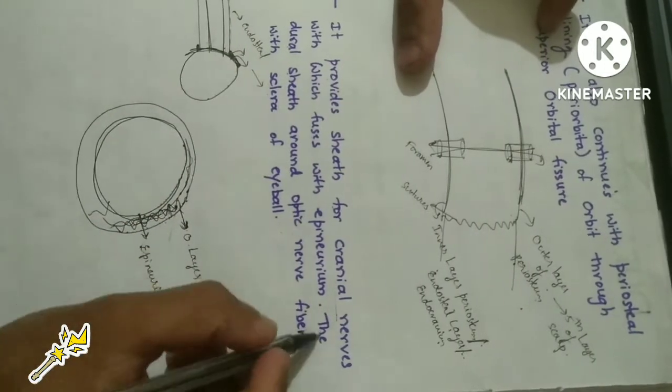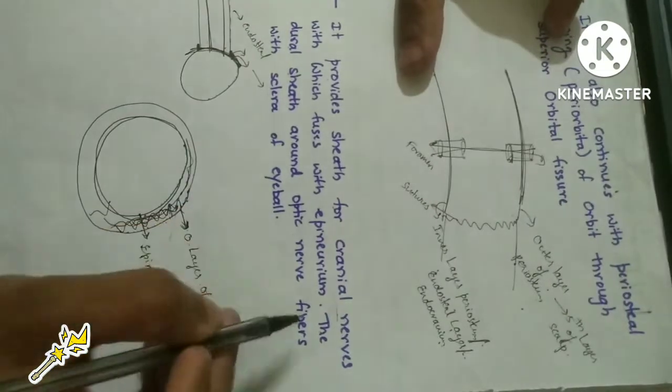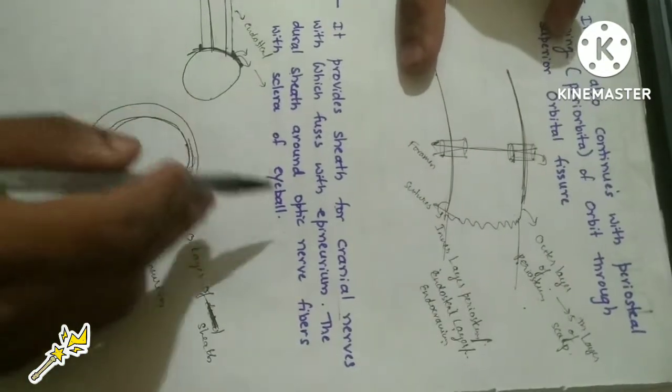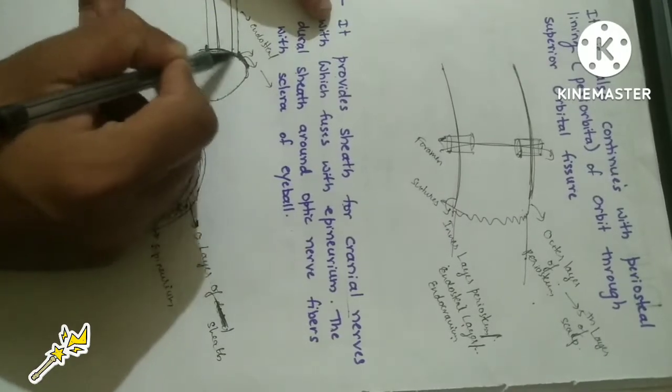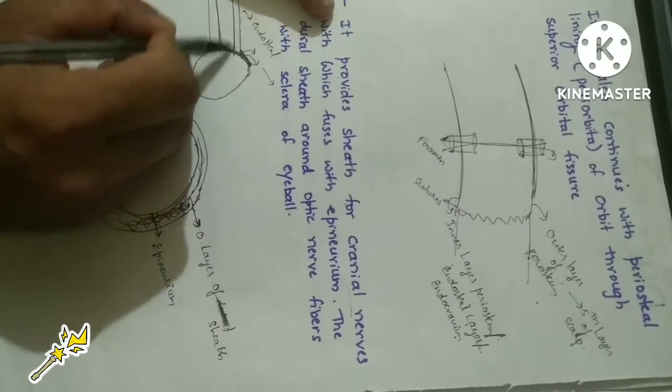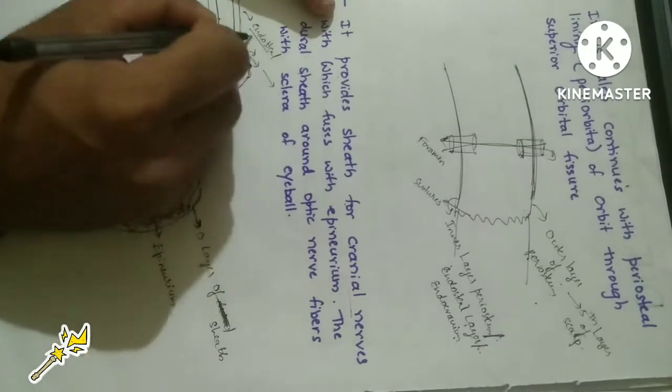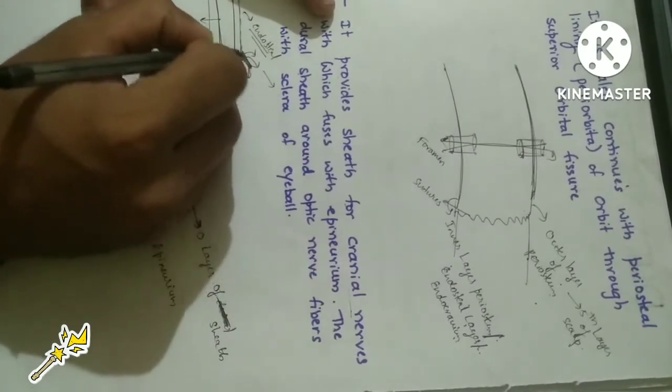Then the dural sheath around the optic nerve fuses with the sclera of the eyeball. Suppose this is the eyeball, the posterior aspect of the eyeball. The outer covering of the optic nerve, that is the endosteal layer, merges with the sclera of the eyeball.